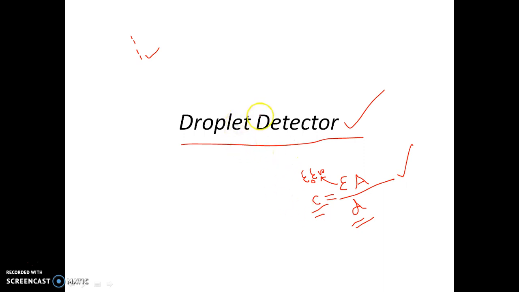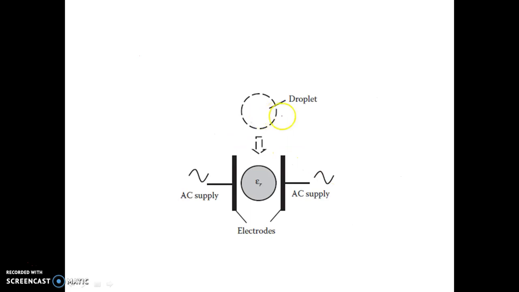Now let us discuss the droplet detector. See here, these are the two plates of the parallel plate capacitor, this is plate 1 and this is plate 2. We are providing an AC power supply here, and these are two electrodes, conducting metallic parallel plates. Now suppose one droplet is coming from the upside and it is passing through the two parallel plates.